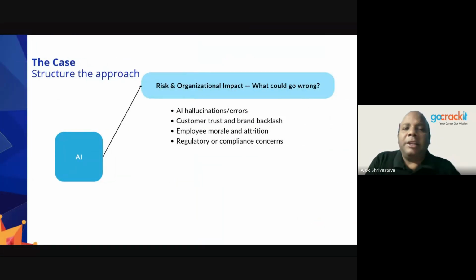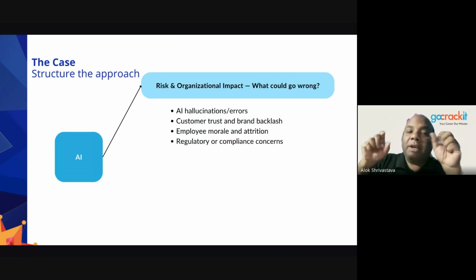And another important thing which you may be asked in this particular case study is, what is the trade-off between using AI fully versus having a human in the loop approach? And that's a very important question in this.